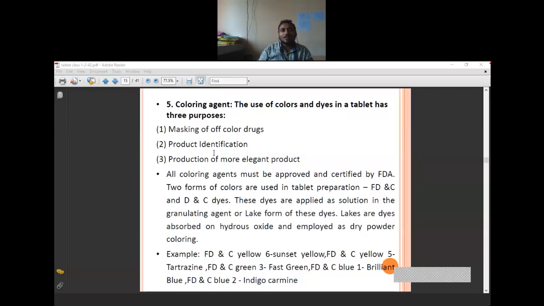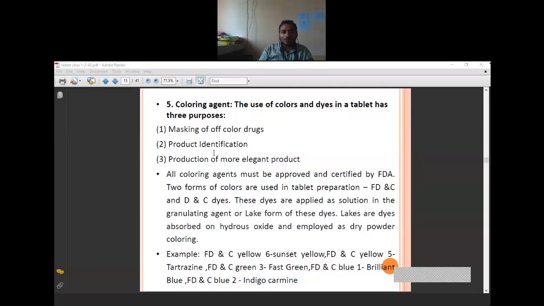Have you taken this one, Norflox TZ, an antibiotic? Have you taken Norflox TZ previously?